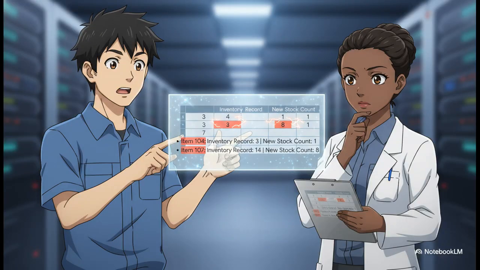So let's actually look at what it found. For item 104, the record said we should have 3, but the new count only found 1. And for item 107, the system thought we had 14, but the physical count was only 8. We found both of our errors in a flash.